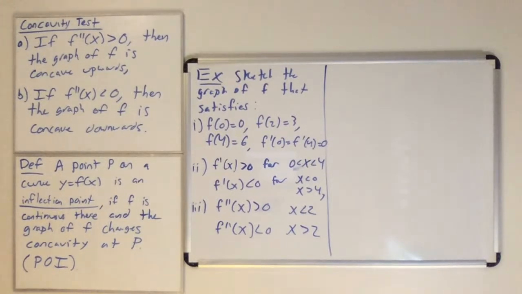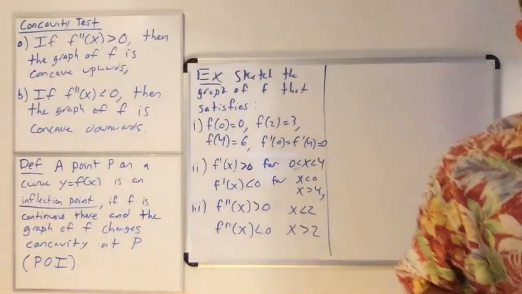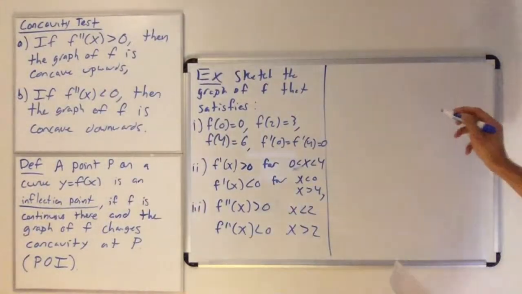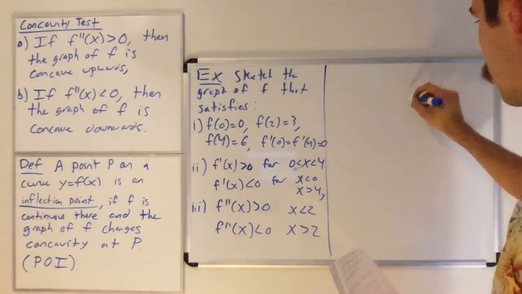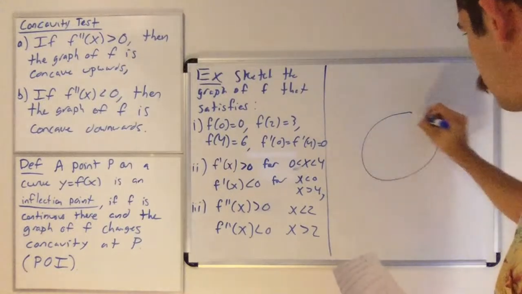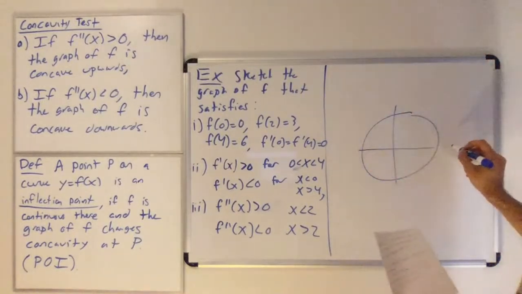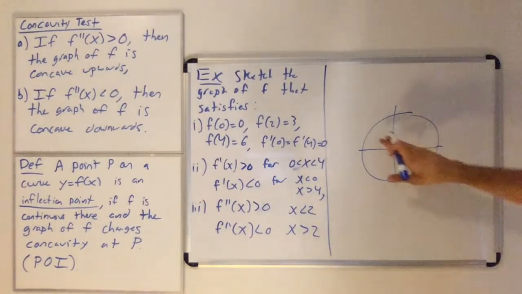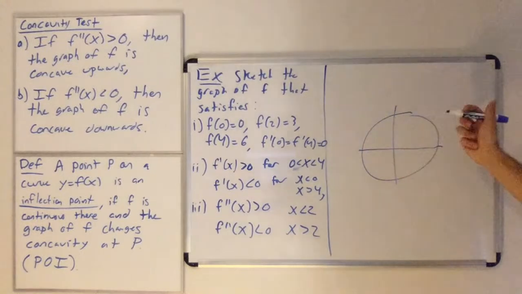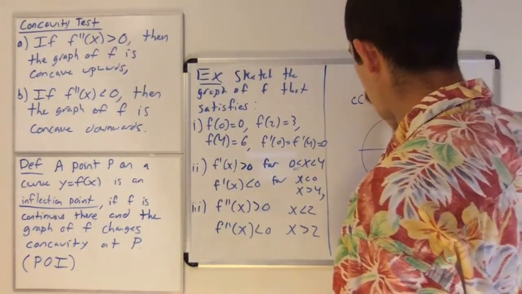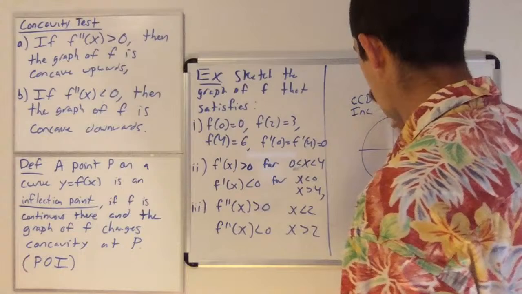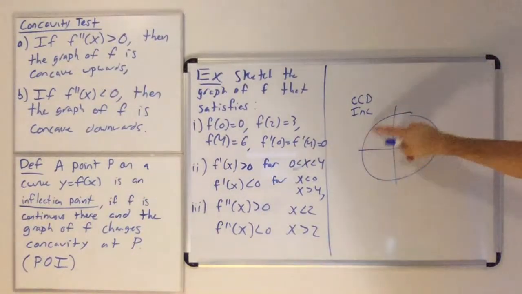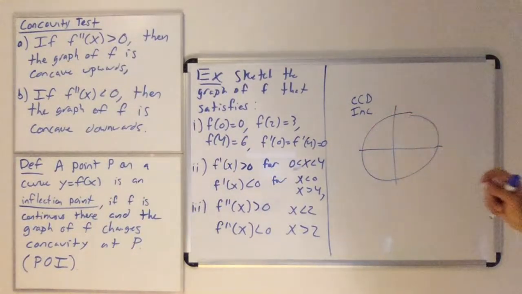Okay, and so just a little hint before you get to writing your solution. If you take a circle and break it up into 4 quadrants, this part here, this curve, is what it looks like when you're concave down and increasing. Right? So we have a concave down function that's increasing. It would look like this.